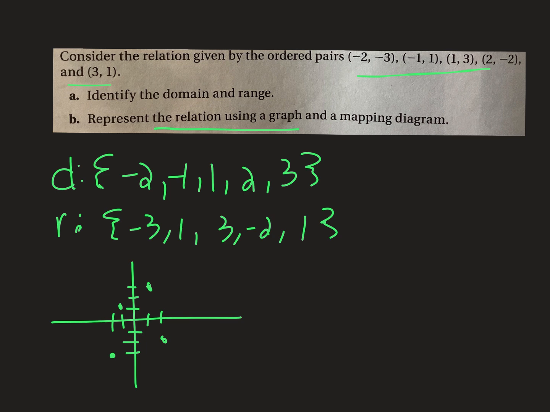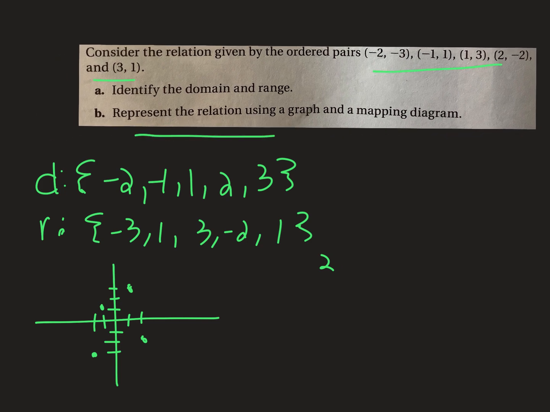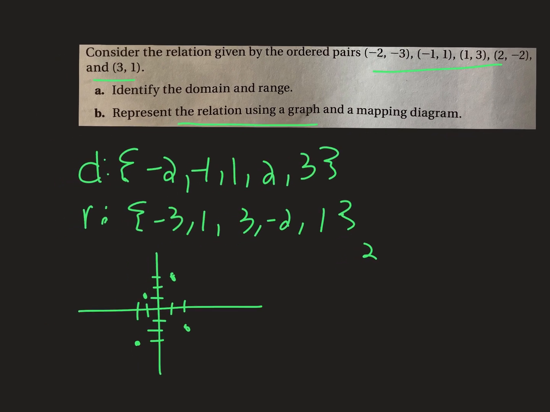Then it says use a mapping diagram. So if we can use a mapping diagram, I'm trying to keep moving the screen around a little bit, as has been happening lately. I'm going to change colors here. Maybe that will help. I have -2, -1, 1, 2, and 3. Those are my x's.